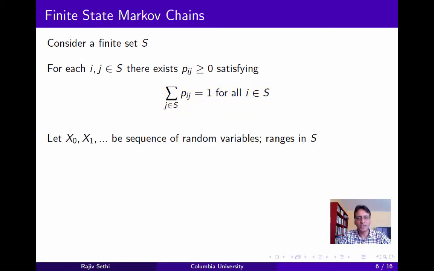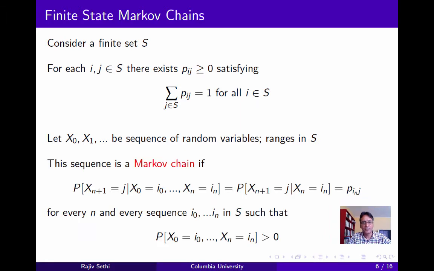Now let X0, X1 and so on be a sequence of random variables with ranges in S. The subscripts here we'll interpret as periods. So X0 is the initial period, X1 is the value of the random variable in the first period, and so on. Now this sequence of random variables is referred to as a Markov chain if the probability that X_{n+1} equals j, conditional on some history, is equal to the probability that X_{n+1} equals j conditional simply on the last element of that history. In other words, on the value of the state in period n.